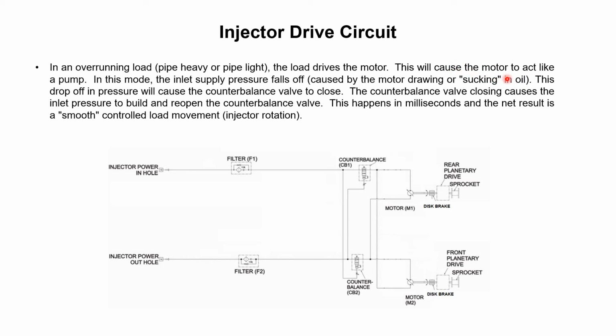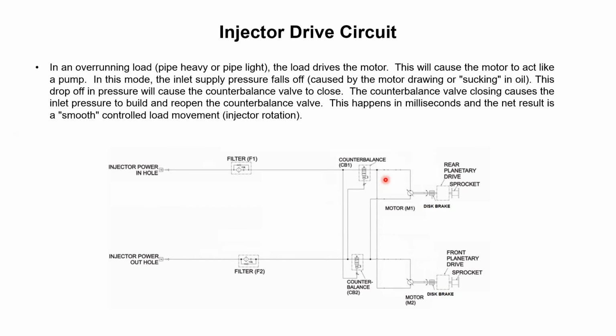This will cause the motor to act like a pump. In this mode, the inlet supply pressure falls off, caused by the motor drawing or sucking in oil. This drop in pressure will cause the counterbalance valve to close. The counterbalance valve closing causes the inlet pressure to build and reopen the counterbalance valve. This happens in milliseconds and the net result is a smooth, controlled load movement.